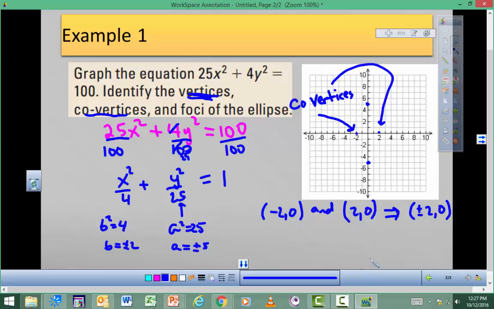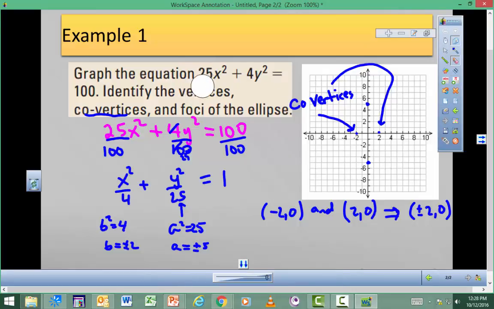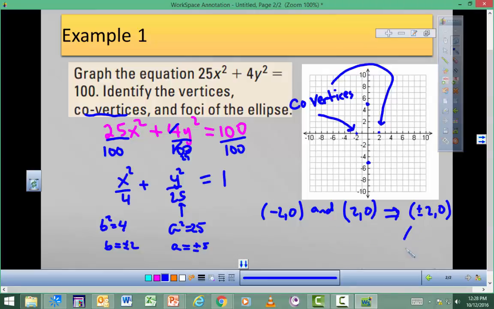So how would we write the vertices, the big one, the major axis one? Plus or minus 5, 0. Oh, hold up, 0 plus or minus 5, there you go. Since this one's in the y direction, you'd write the other one as 0, comma, plus or minus 5. And that would give you your vertices like that. Okay, so there's the vertices.